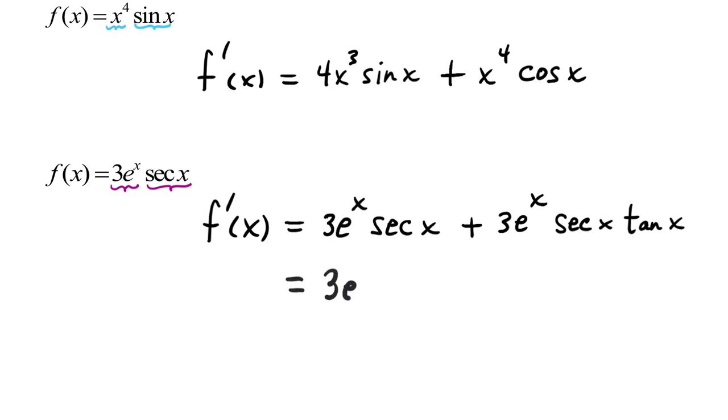If we factor out 3e to the x secant x, because that's exactly what that first term is, when we start our parentheses, we only need a 1. And the term in the second half of the problem, if we pull out 3e to the x secant x, the only thing left is tangent x. It is up to you if you factor that out. It's not mandatory.